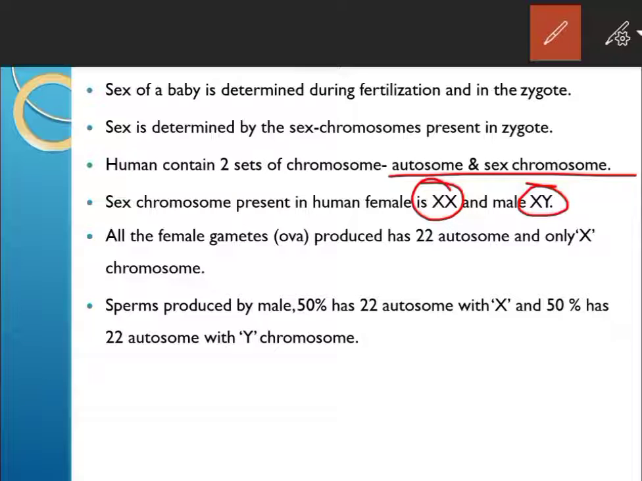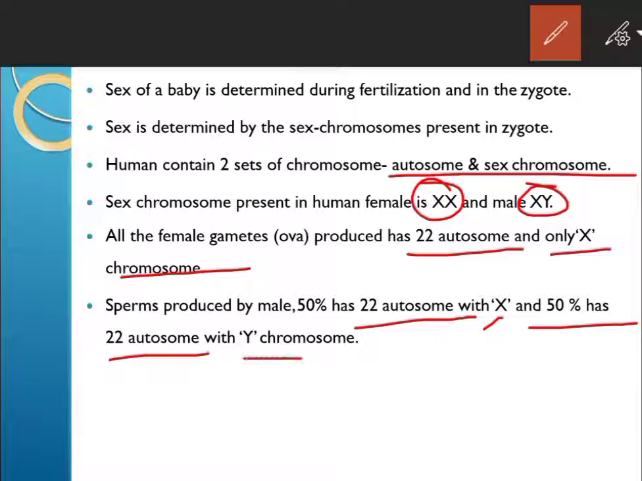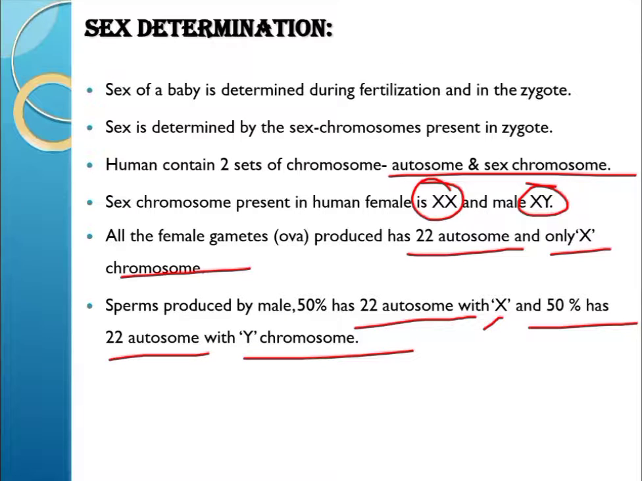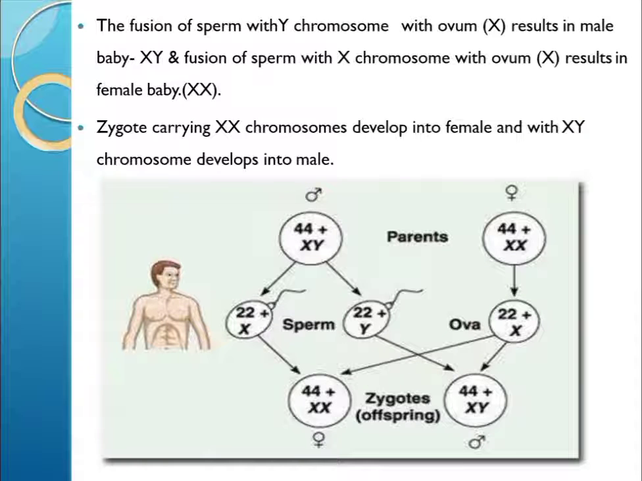All the female gametes, that is egg or ova, produce 22 autosomes and only one X chromosome. And sperms produced by males, 50% have 22 autosomes and an X chromosome, whereas the other 50% have 22 autosomes and one Y chromosome. The fusion of the sperm with Y chromosome with the ovum that has X chromosome results in the male baby.